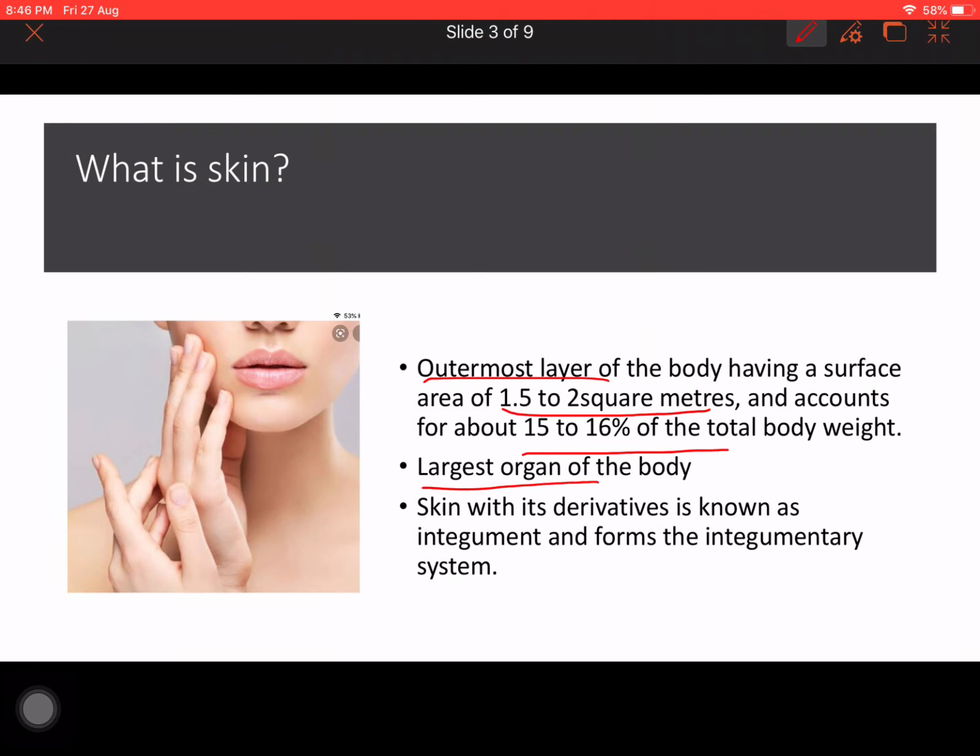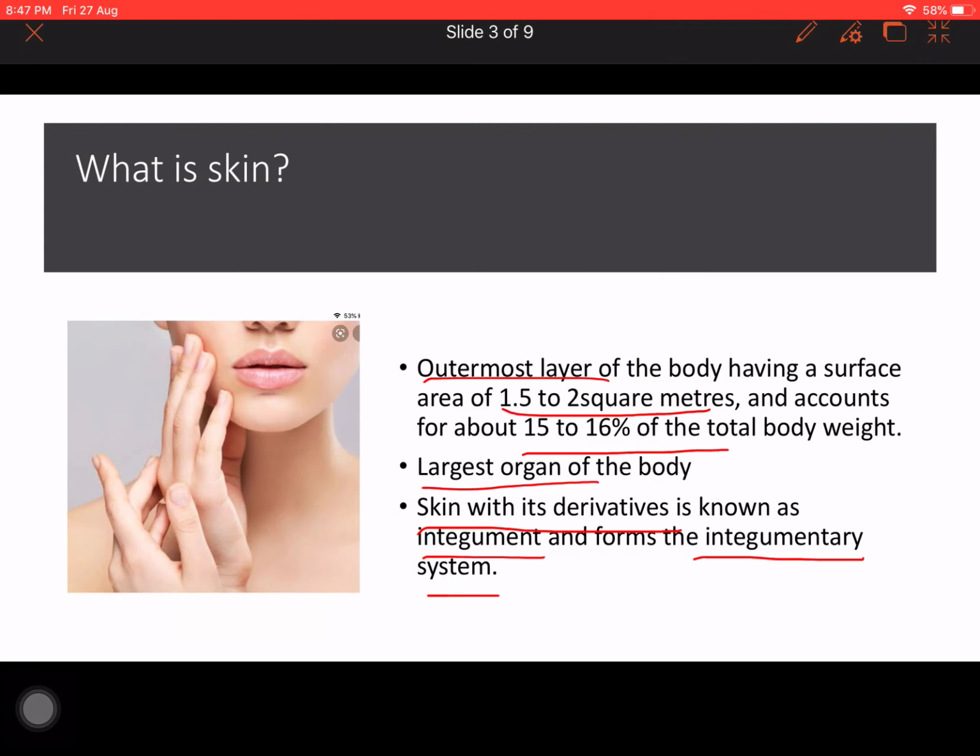It is the largest organ of the body, and skin has many structures and glands which are derived from the skin. Those are called skin derivatives. Skin with all its derivatives is known as the integument, or it forms the integumentary system. So normal skin proper and its skin derivatives together form the integument or the integumentary system, which contains 15 to 16% of the total body weight.